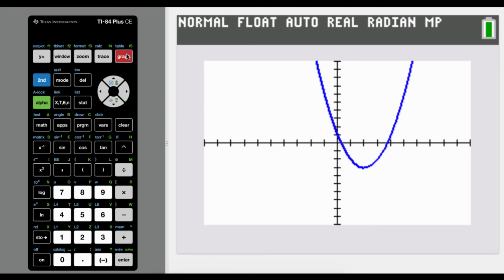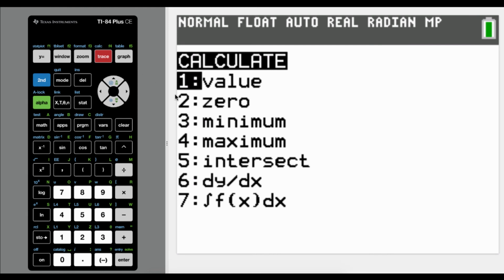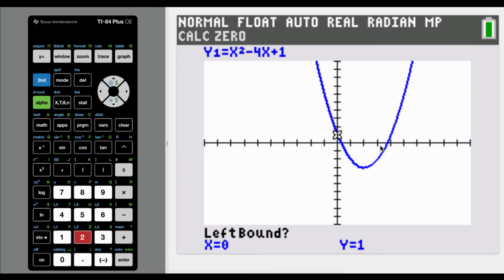What we want to find are the x-intercepts. So in order to do that, we're going to hit second trace. And remember, another name for an x-intercept is a 0. So we're going to pick option number 2. There's a couple of x-intercepts. We're going to have to find them separately. I'm going to start with this one on the left-hand side.